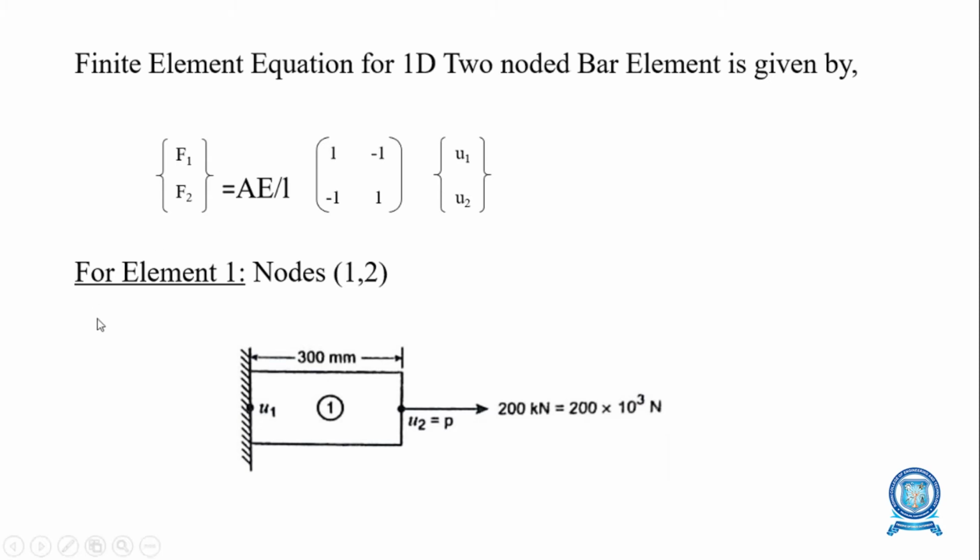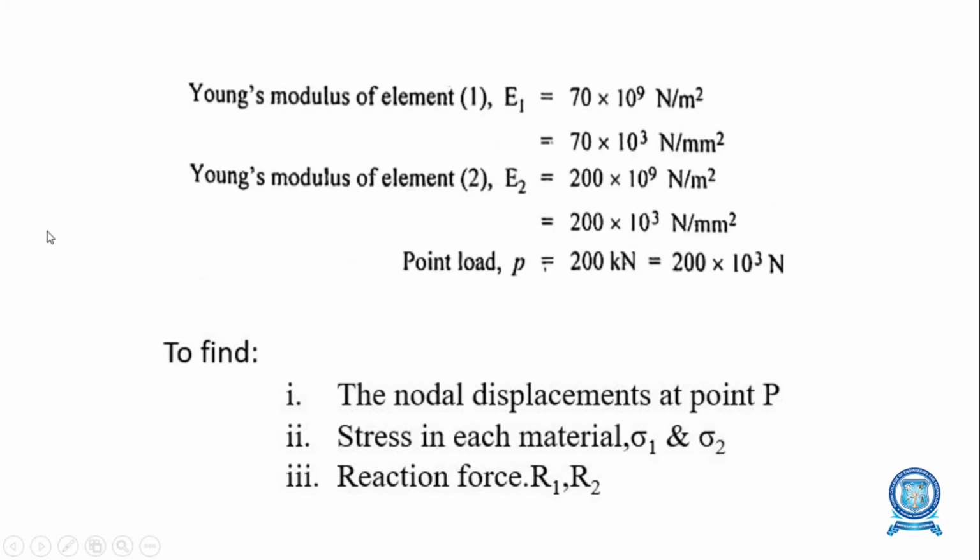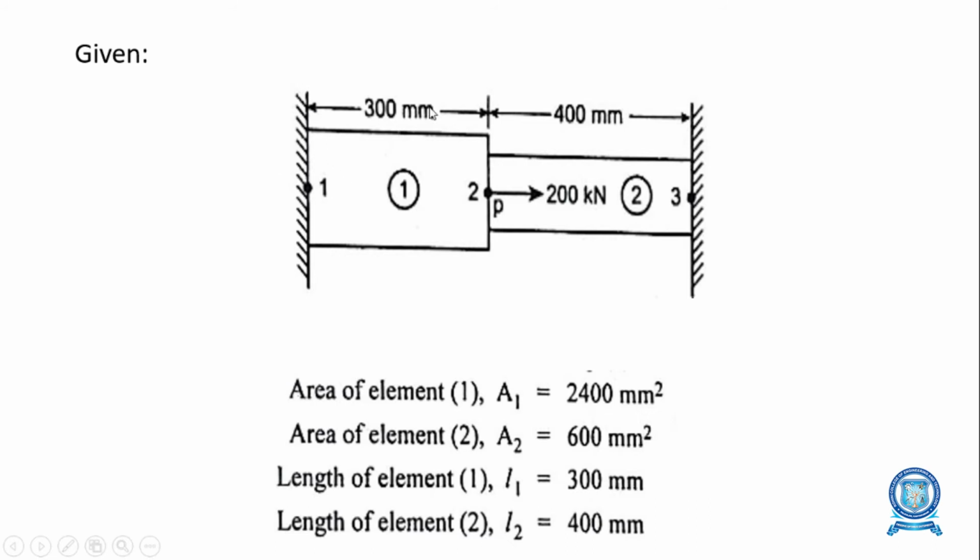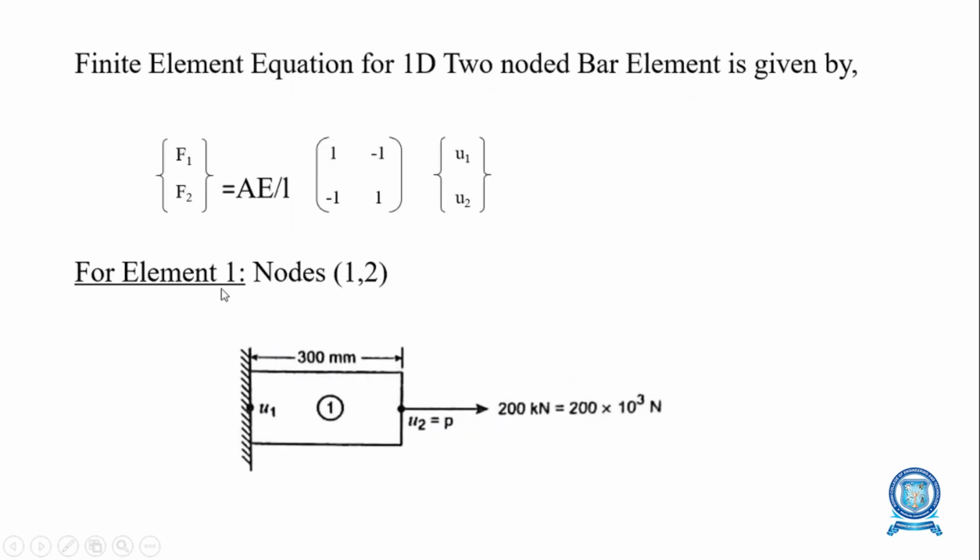Now, by using this general finite element equation, we are going to find two equations for two elements, for element number 1 and for element number 2. First we are taking the first element. Here we have two nodes, node number 1 and node number 2. The point load is acting at node number 2. The length of the element is 300 mm, and U1 is here, U2 is here.